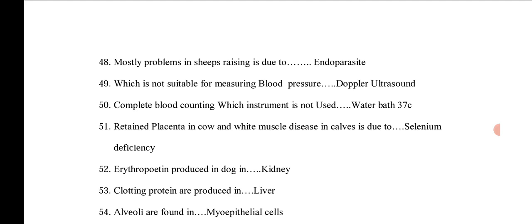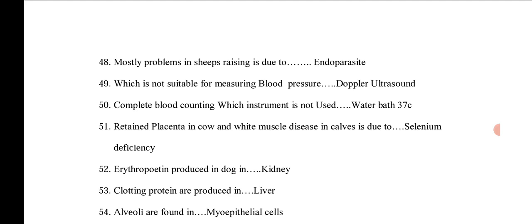Complete blood counting: which instrument is not used? Water bath at 37 degrees centigrade is not used for blood counting. Blood counting can use automated machines, or the Neubauer slide or Neubauer chamber for blood calculation.